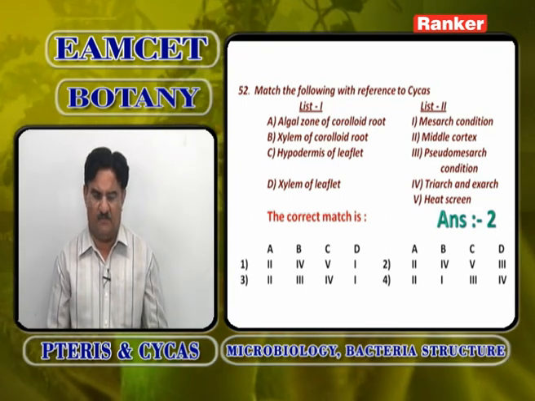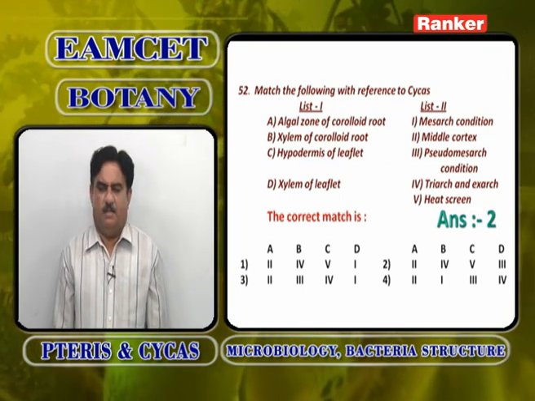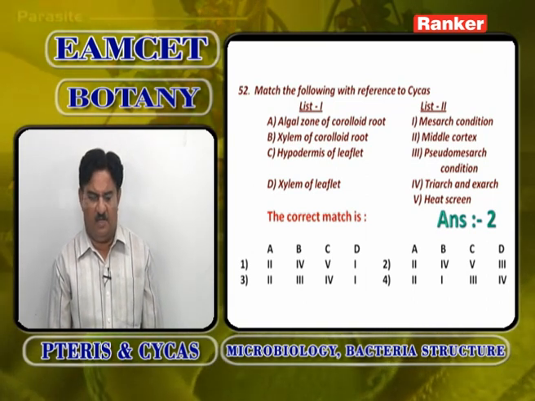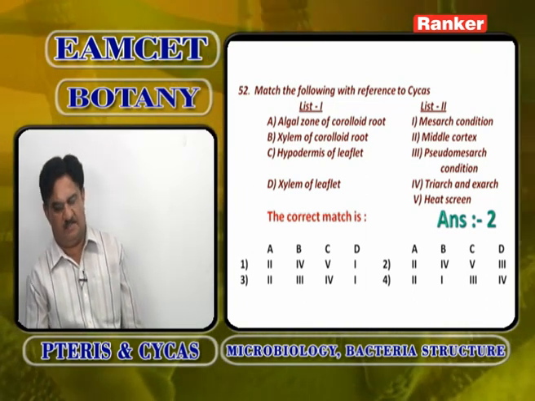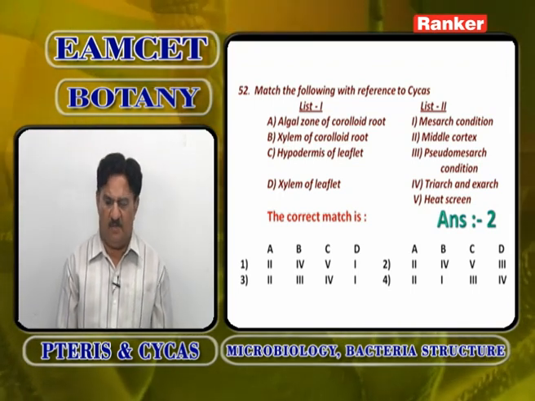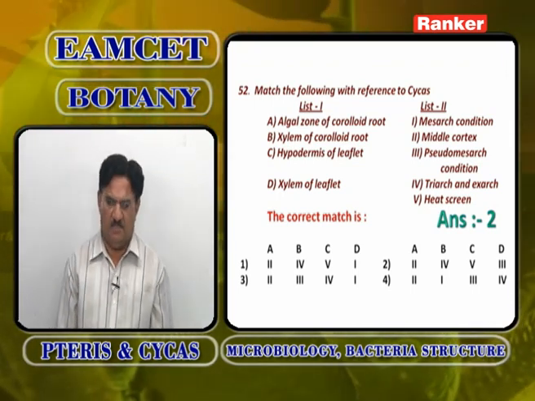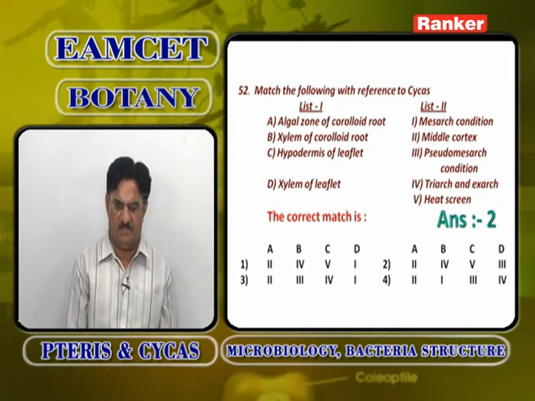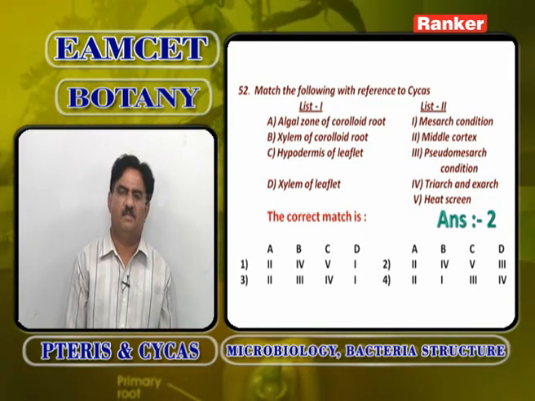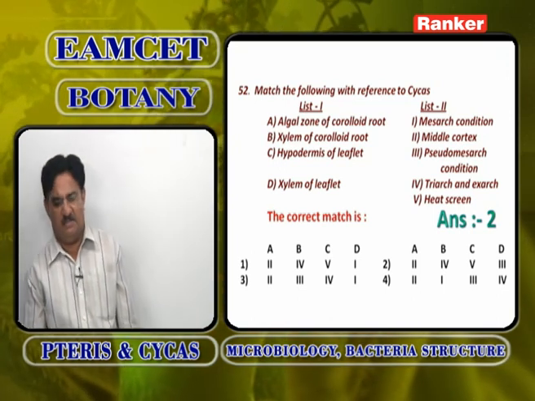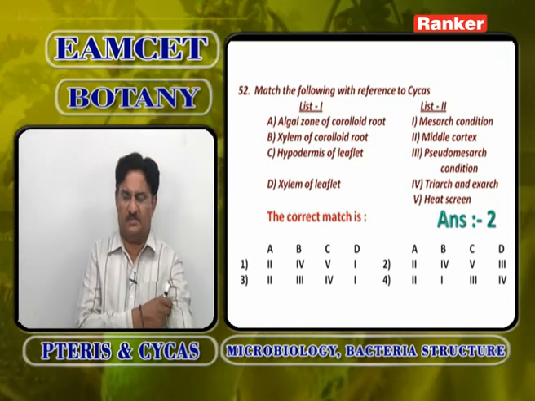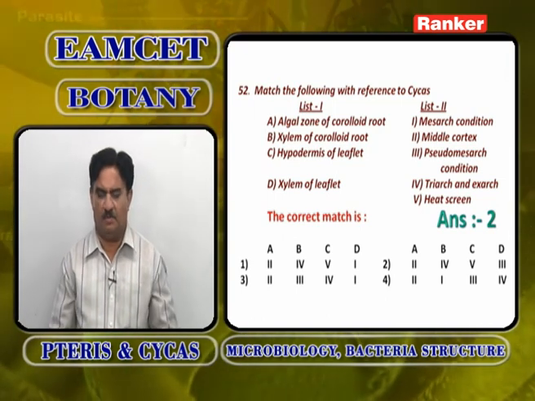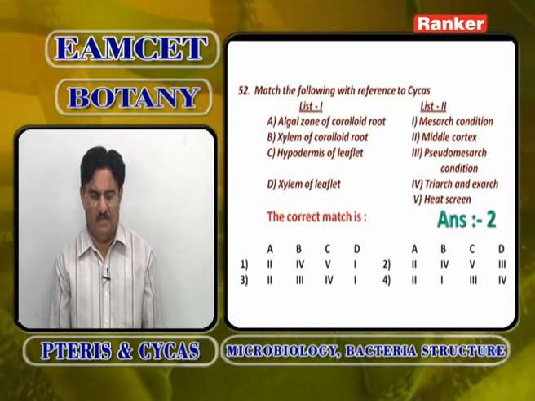So, algal zone of coralloid root is middle cortex. Xylem of coralloid root is triarch and exarch. Hypodermis of leaflet is heat screen. It definitely functions like a heat screen and provides protection to the leaflet from hot sunlight. Xylem of leaflet always shows pseudomesarch condition. So, second option A2, B4, C5, D3.